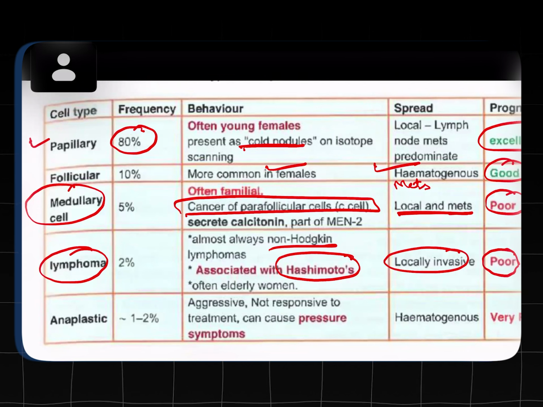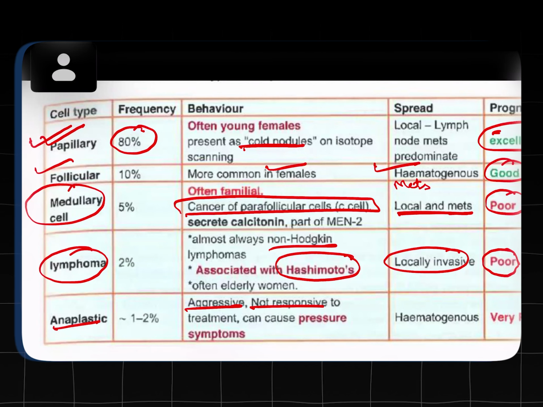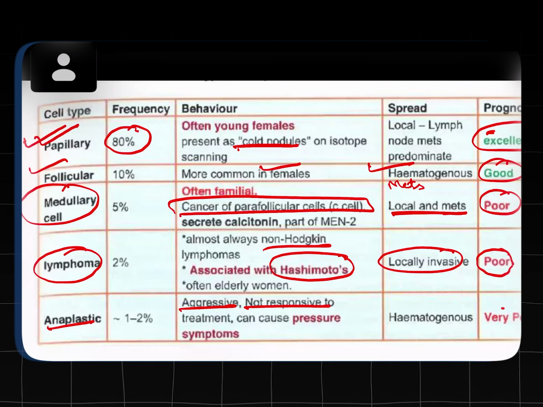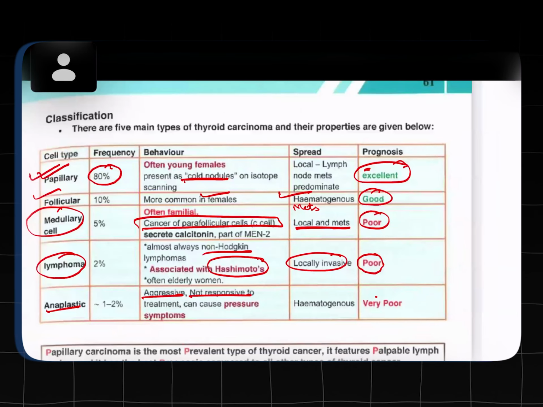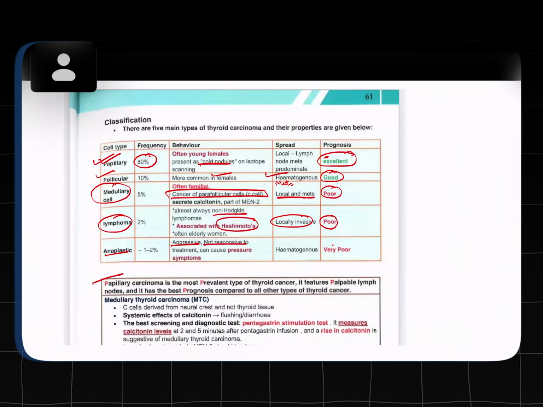So it is only in papillary thyroid carcinoma that the prognosis is excellent. If it is follicular, it is still good. Otherwise, it is a poor prognosis. And of course, anaplastic is very aggressive, non-responsive to treatment, and fatal in a few months. So papillary: P, most prevalent P, palpable lymph nodes P, best prognosis P. So all P.